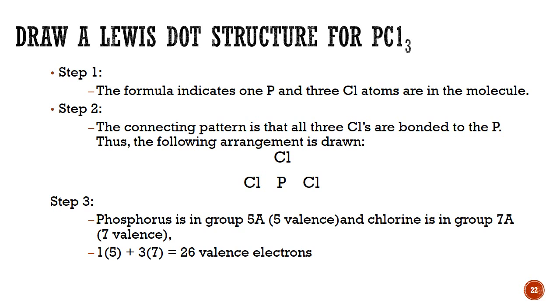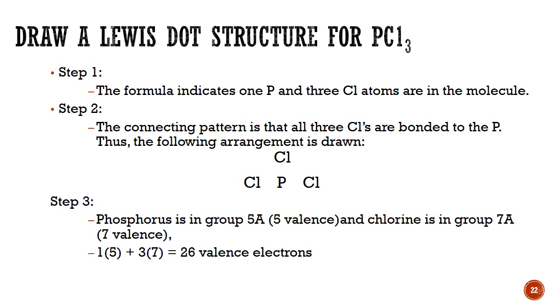Again, the formula indicates that we have 1 P and 3 Cls. The connecting pattern puts the P in the middle. P can make 3 bonds and Cl can only make 1 bond, so that makes sense. If we find out how many valence electrons we have available to this molecule, phosphorus has 5 valence electrons. Each chlorine has 7 valence electrons, so we have a total of 26 valence electrons. 21 from the chlorines and 5 from the phosphorus gives us 26.